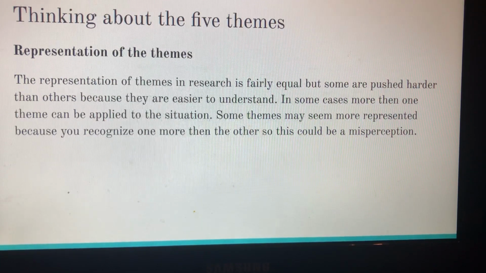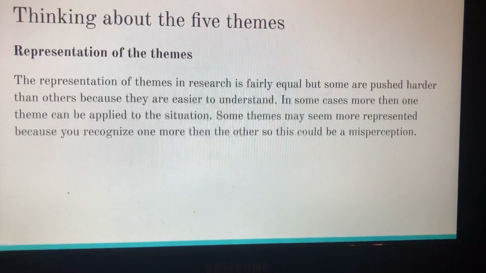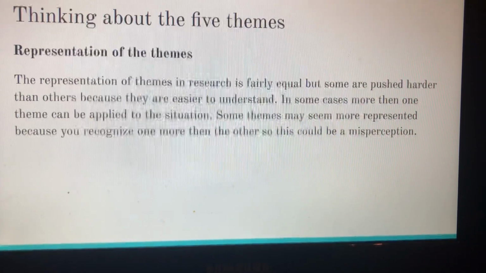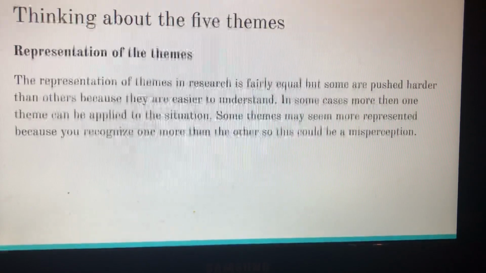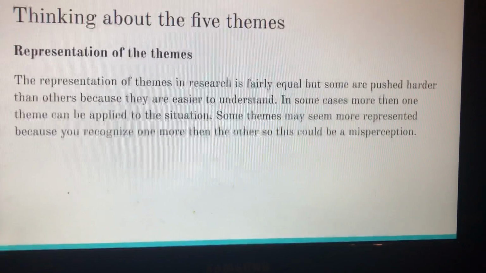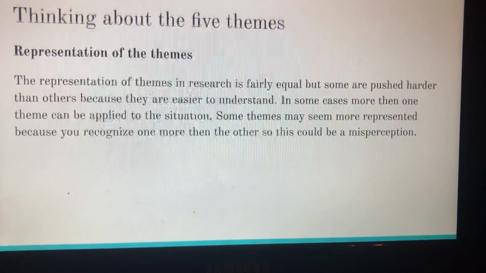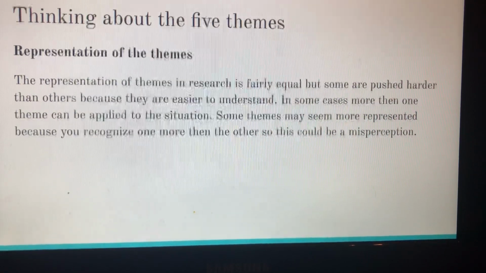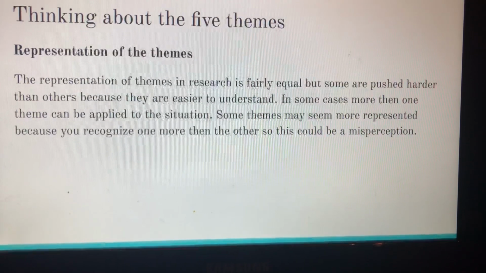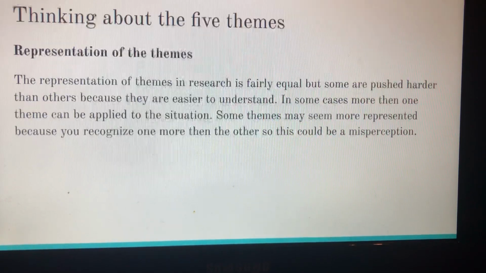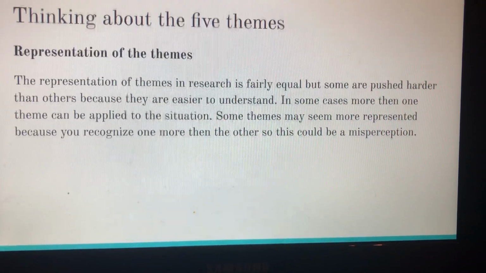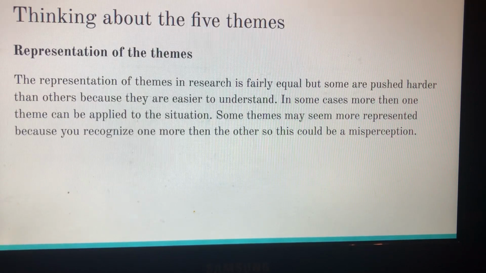Representation of the themes. The representation of the themes in research is fairly equal, but some are pushed harder than others because they are easier to understand. In some cases, more than one theme can be applied to this situation. Some themes may seem more represented because you recognize one more than the other. So when there is more than one theme per situation, you could recognize one more than the others because you know more about it, or it's easier for you to recognize.